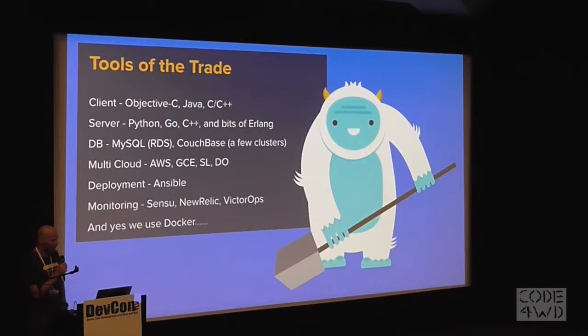For deployment, we use Ansible, and for monitoring, the main point of monitoring is Sensu, with a lot of custom checks. New Relic, and we use VictorOps. If you're familiar with PagerDuty, VictorOps is basically the same for incident management and our team. And yes, we use Docker in production. Not all of our services are Dockerized, but more and more are getting there.